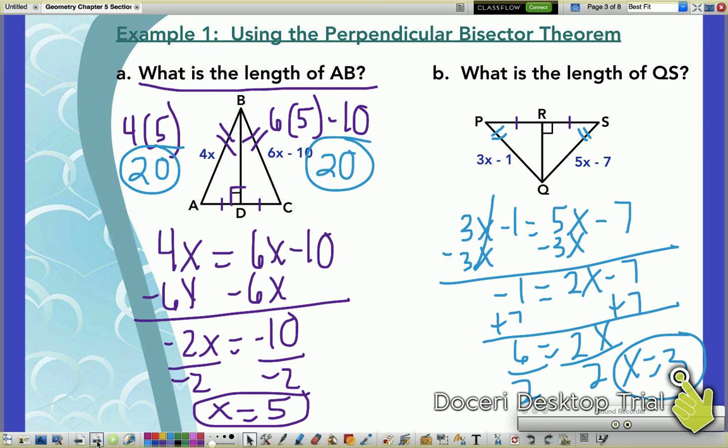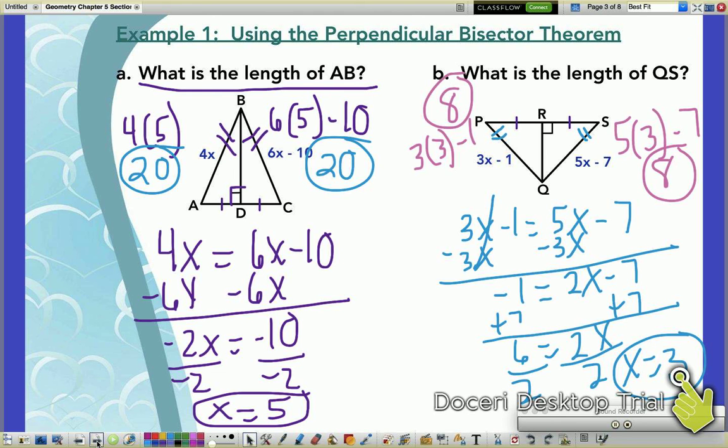So again, let's plug that back in. So 3 times 3 minus 1, and 5 times 3 minus 7. So 9 minus 1 is 8. 15 minus 7 is 8. So the length of QS is 8. Length of AB is 20.